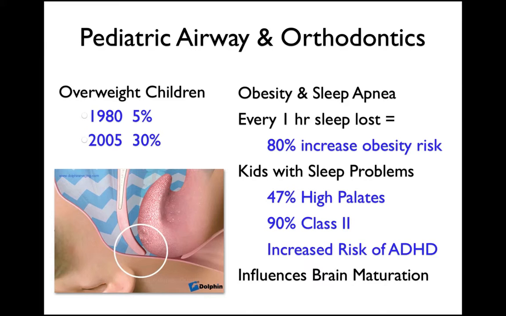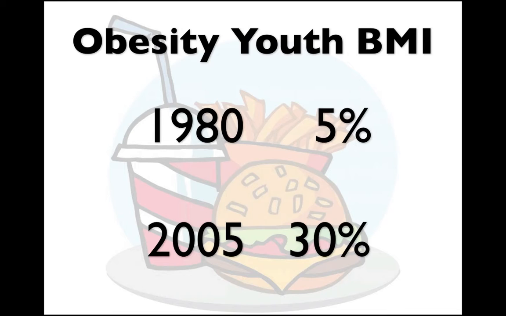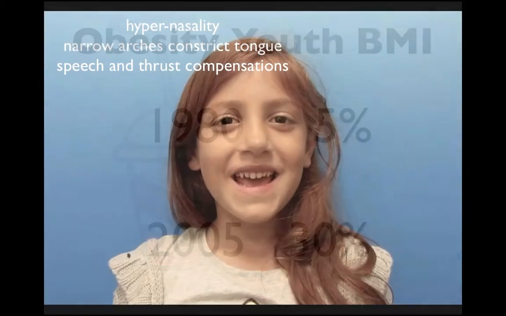Kids have these problems too, and of course they have structural conditions with the high palates in about half the cases. So the maxillary transverse width is deficient, and then there's a class 2 relationship of the jaws and the teeth. So these kids have a lot of structural compromises and compensations for these conditions. And of course there's also the increased risk of ADHD. This also influences brain maturation and child behavior. So the obesity for youth has gone from 5% in 1980 to over 30% today.